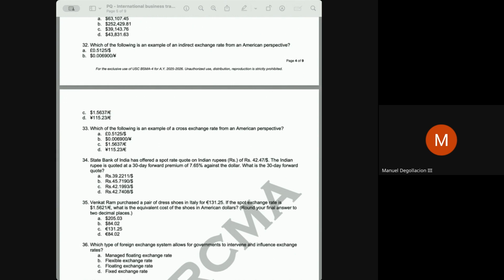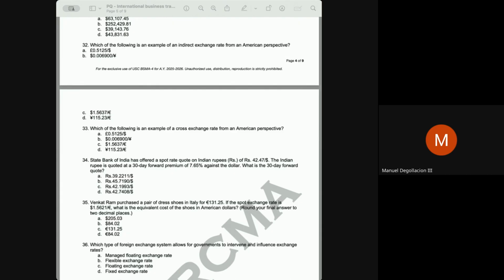Okay, let's proceed to number 33. Which of the following is an example of a cross exchange rate from an American perspective? So, when we say cross exchange rate from an American perspective, it is where one unit of foreign currency is expressed in terms of the equivalent of a different foreign currency.